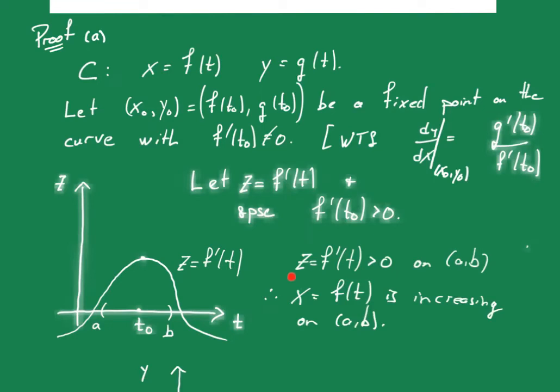All right, I've written that here. We know that z equal to f prime of t must be bigger than 0 on some interval AB containing t naught. But what do we know? If a function's derivative is positive, we know that the function itself is increasing. So x equal to f of t, our x-coordinate, must always be increasing on this interval AB containing t naught. Well, let's see what that means.